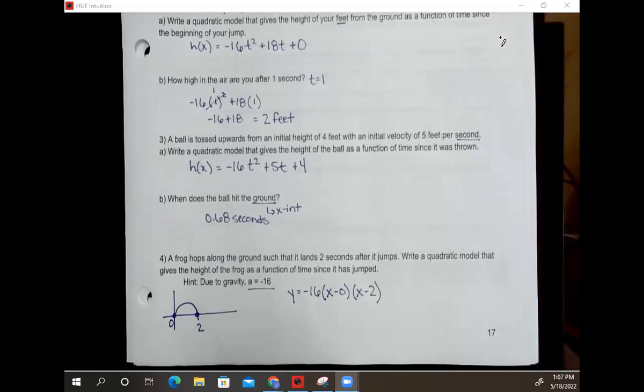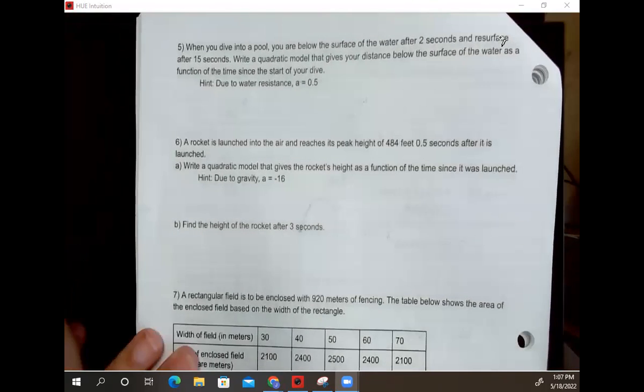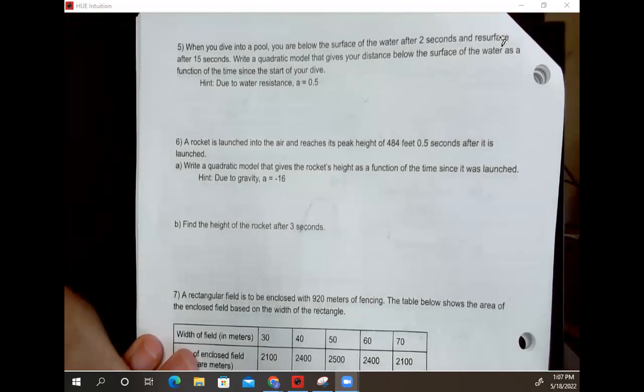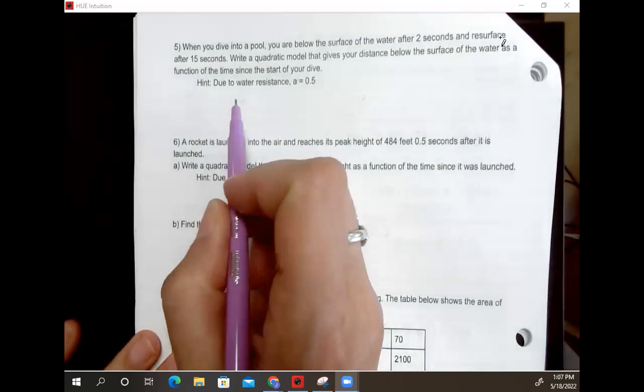Questions for me on number 4? Okay, turn the page for me. Number 5 at the top of page 18, when you dive into a pool, you're below the surface of the water after 2 seconds and resurface after 15 seconds. Write a model. Again, I don't know the velocity of my dive.